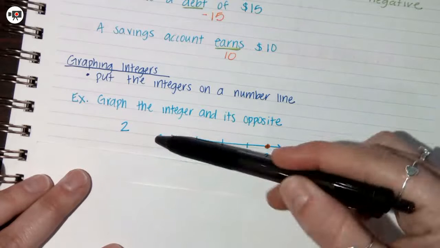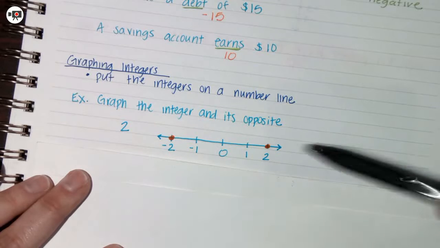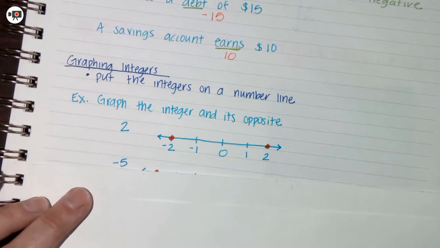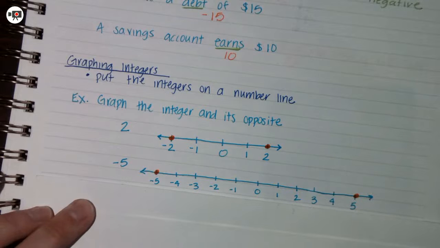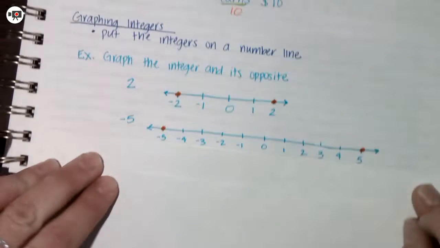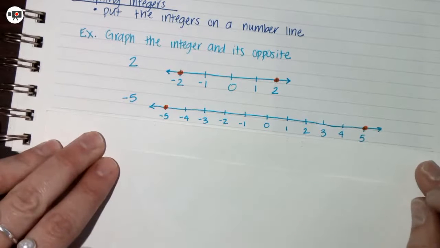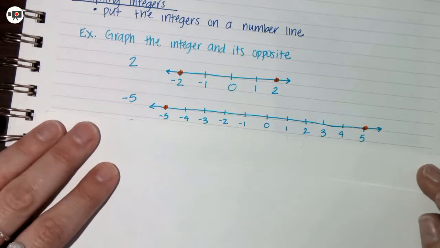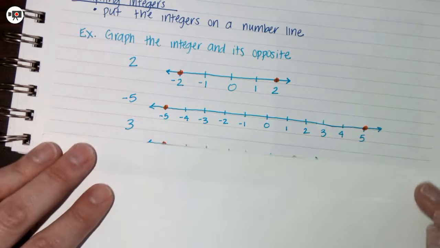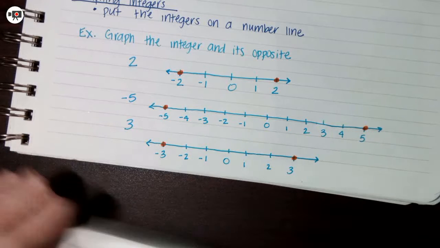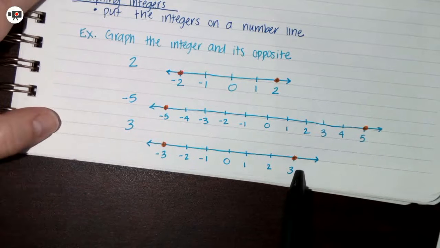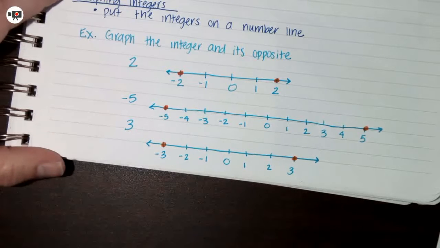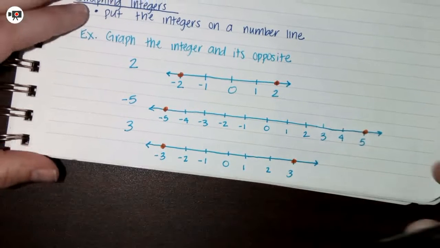Put arrows on the ends of your number lines, because number lines go on forever. Then if I give you negative 5, your number line needs to go at least to negative 5 and positive 5. Put your dots, and that's all you do. For 3, you are going to have your number lines extend to 3 and its opposite of negative 3. Put your dots there, and they are graphed.